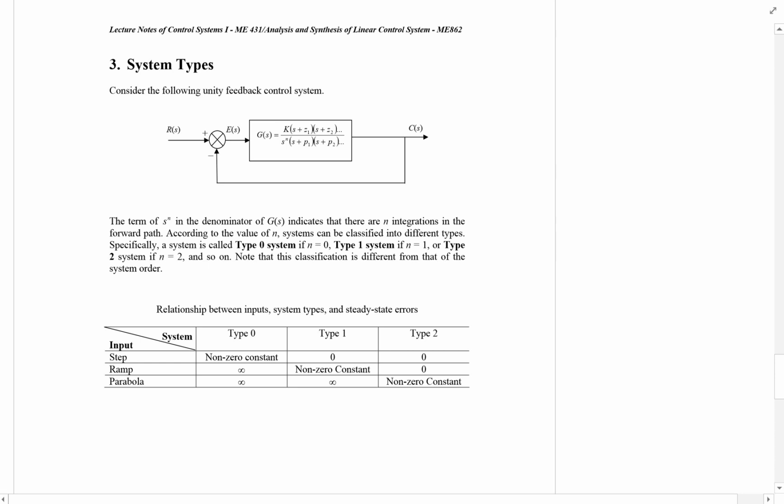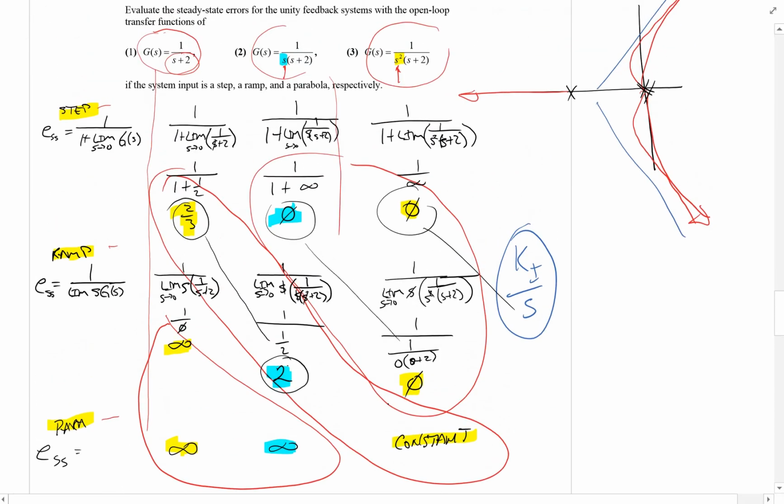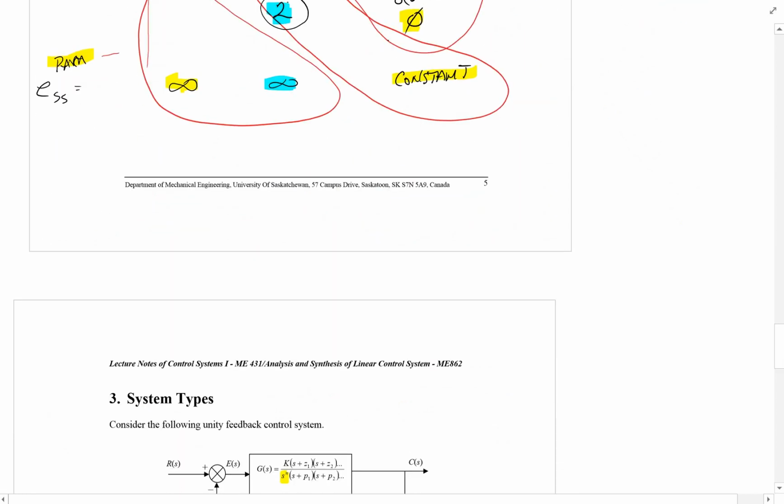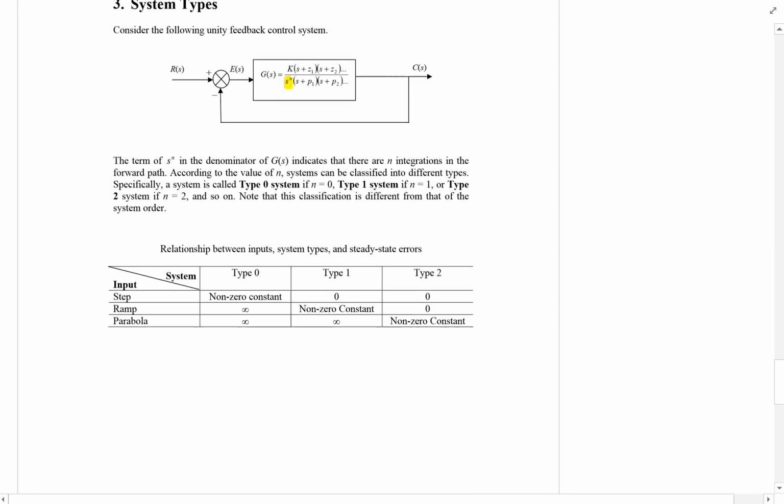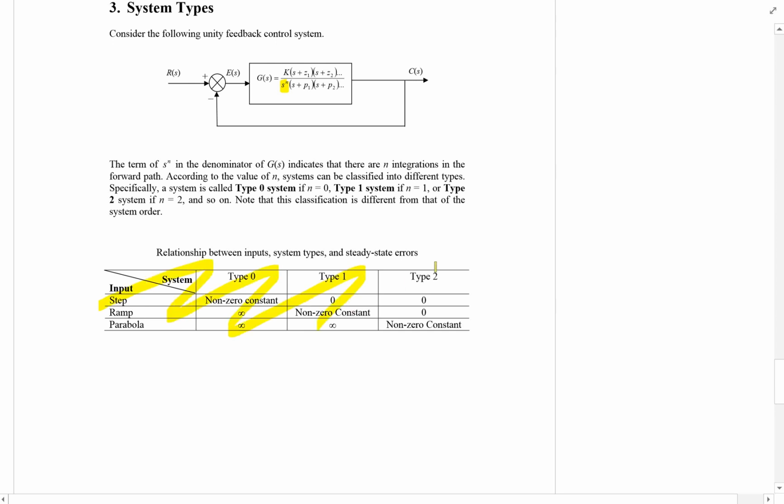And this gets into some new terminology. It's not hard. It's system type, and it's a fancy name for the number of free integrators. That's all it is. The system type is the number of free integrators. How many S's do you have in the denominator of your open loop transfer function? That is the system type. And if we take that and apply it to this scenario or similar scenarios, we can come up with a nice little table in here that you see right here.